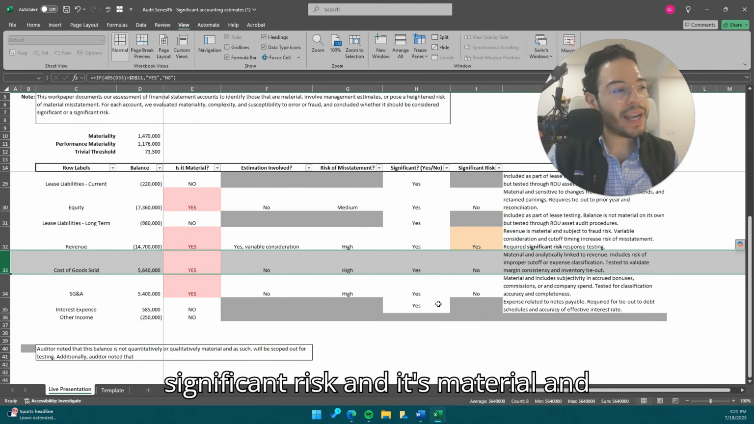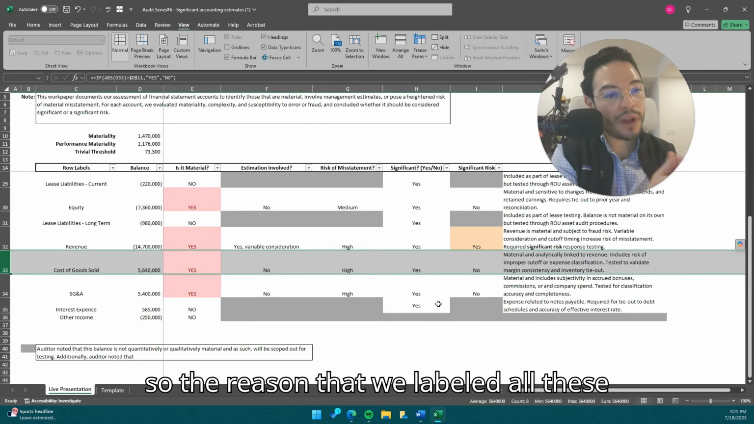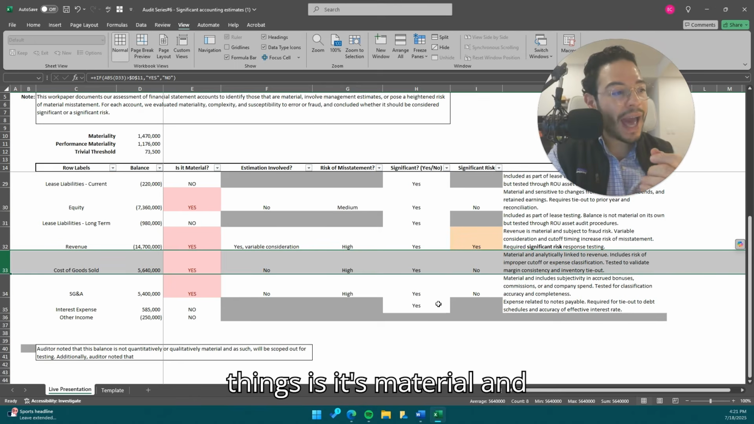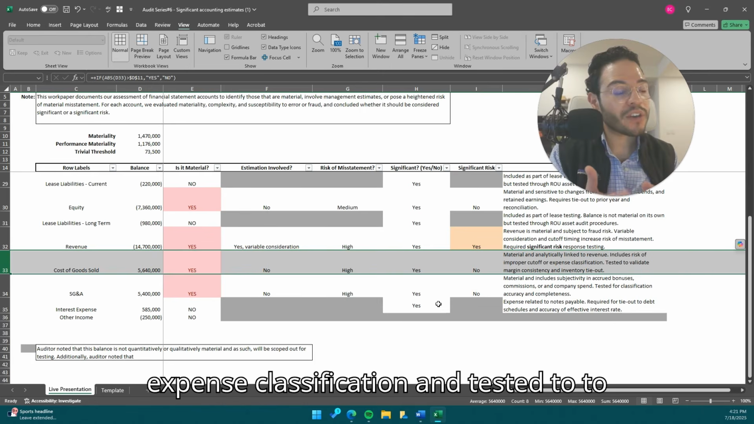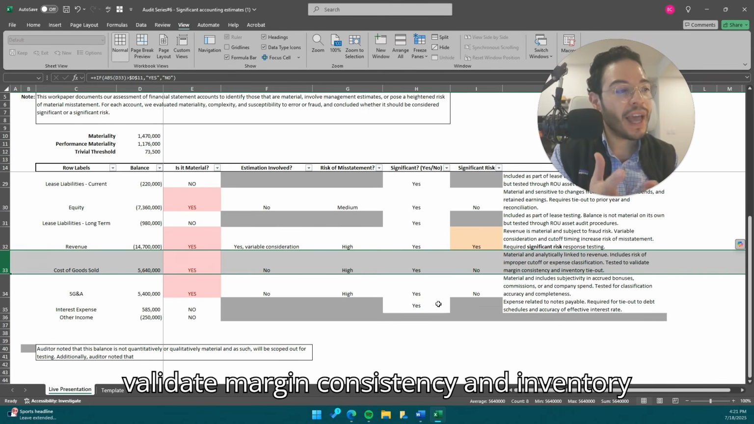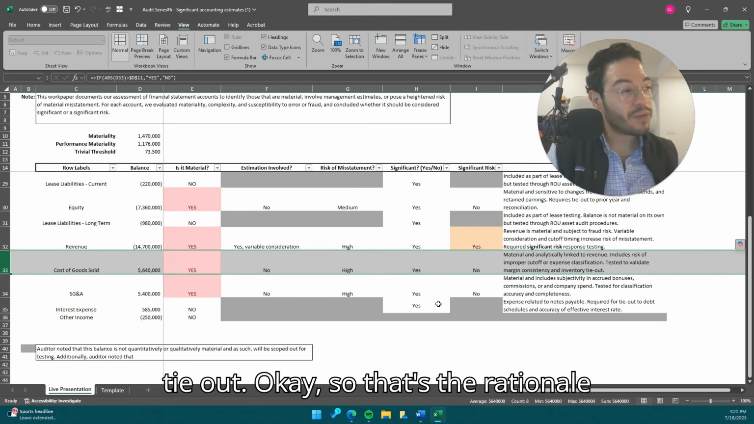And it's material. And so the reason that we labeled all these things is it's material and analytically linked to revenue. It includes risk of improper cutoff or expense classification and is tested to validate margin consistency and inventory tie-out. Okay, so that's the rationale behind it.